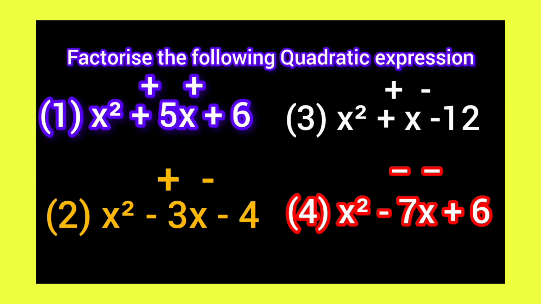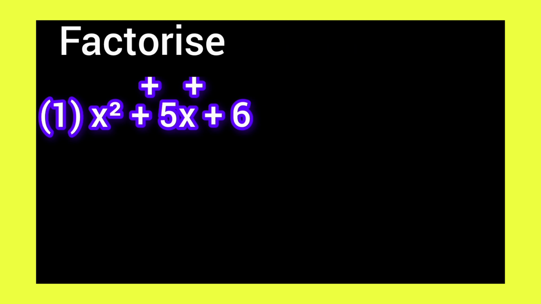I know a lot of you ask, why am I putting plus, plus, minus, and minus? It is a guide that will help us to master this quadratic expression. Let's start with question number 1. Question number 1 says we should factorize s squared plus 5s plus 6.